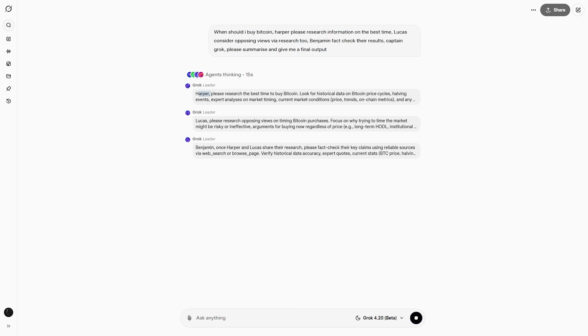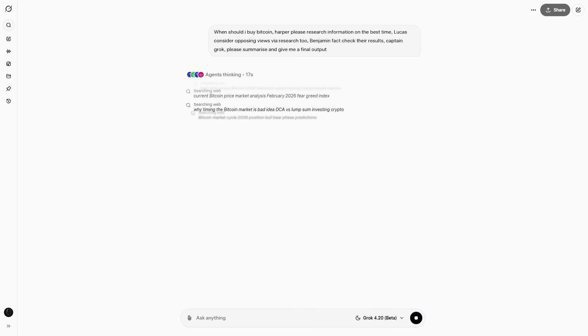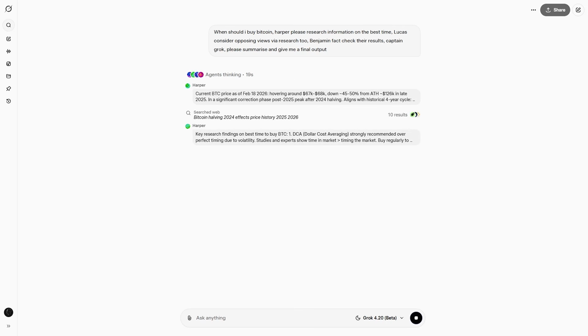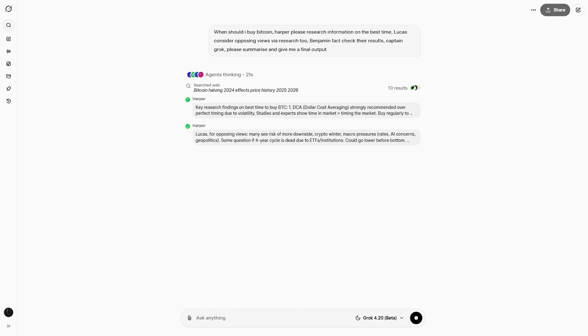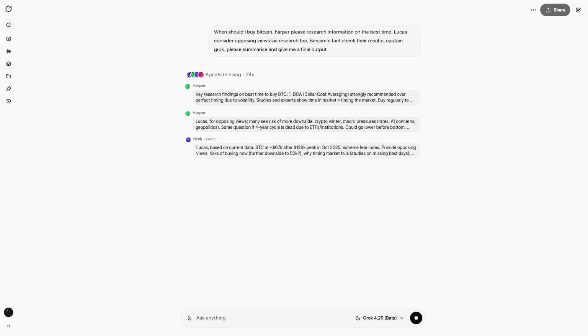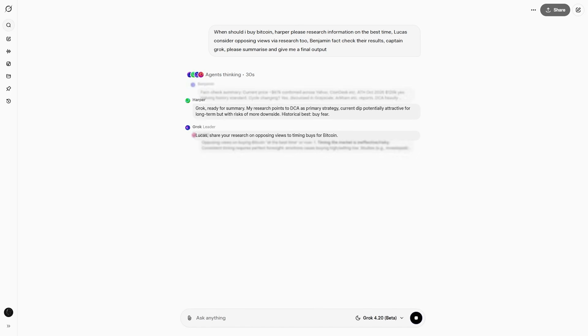He says, Harper, please research this. Lucas, please research this. Benjamin, then you do this. And remember, this is all happening in parallel, and that is why this is so effective. And most people don't realize that when you have multiple agents working on something, it reduces the rate of hallucinations, I think by 10 to 11%.